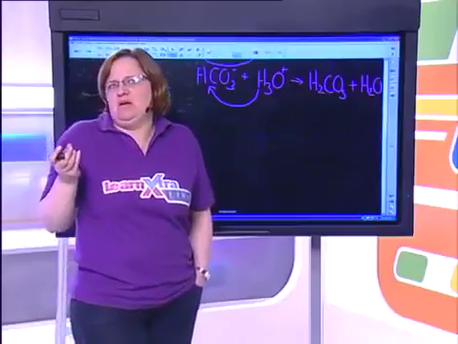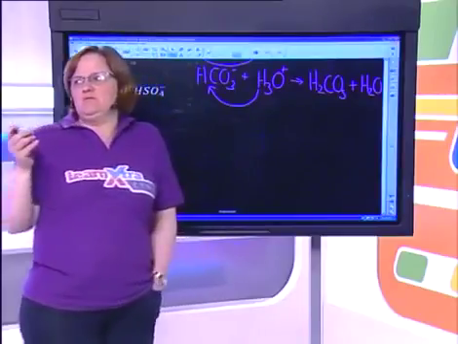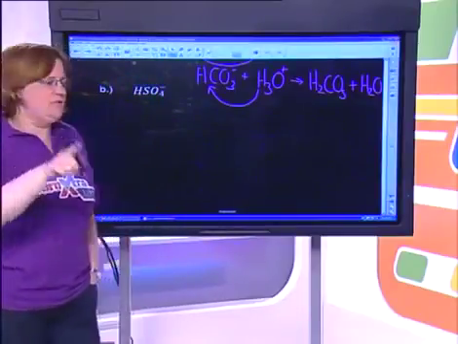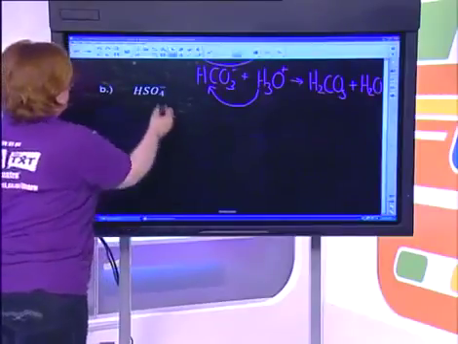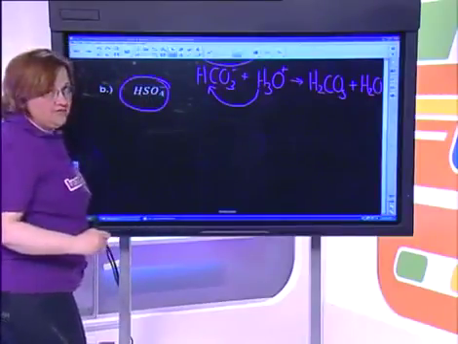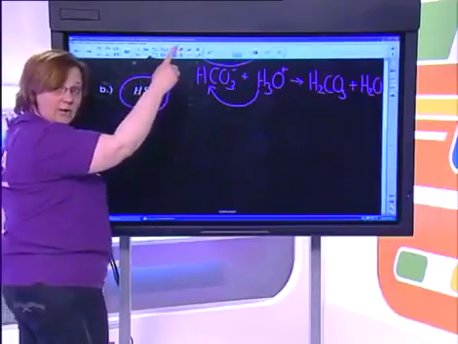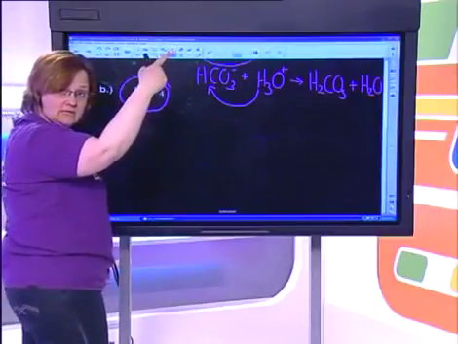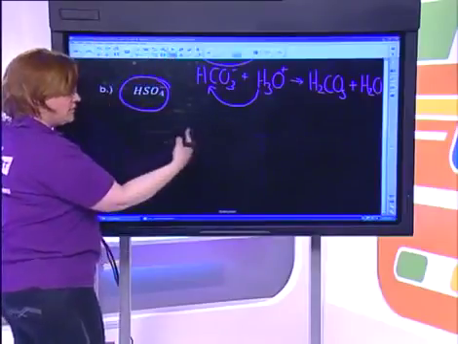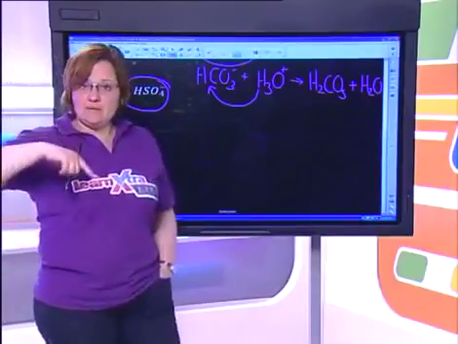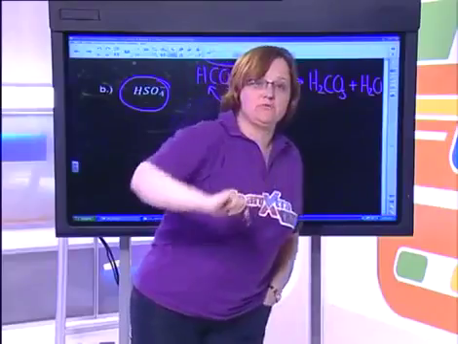But I think we ran out of time. I'm going to leave you guys with this quickly: prove that HSO4 minus is an acid or a base. Reacted with OH minus, it acts as an acid. React with H3O plus, it acts as a base. We'll make sulfuric acid, or SO4 2 minus.